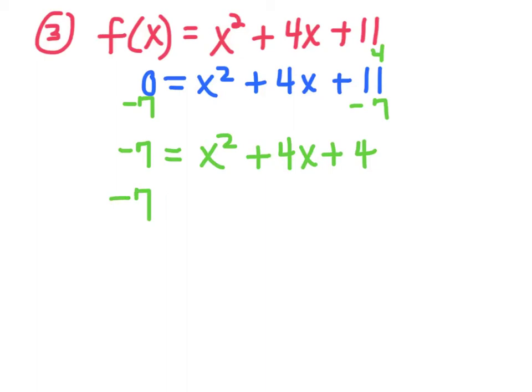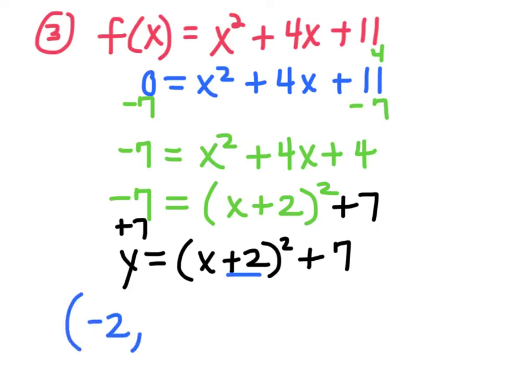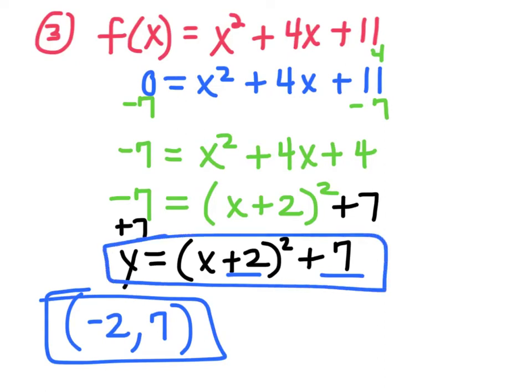Okay, now I'm going to factor it. I get negative 7 equals, it'll be x plus 2 squared. All right, now I want to get this on the other side, so it's in graphing form, so I'm going to add 7 to both sides. So I end up with y equals x plus 2 squared plus 7. Okay, now let's look at my last thing here, my vertex. It's going to be h comma k, so here it's going to be negative 2 comma 7, okay? So negative 2 comma 7. There is my vertex, and here it is written in graphing form.